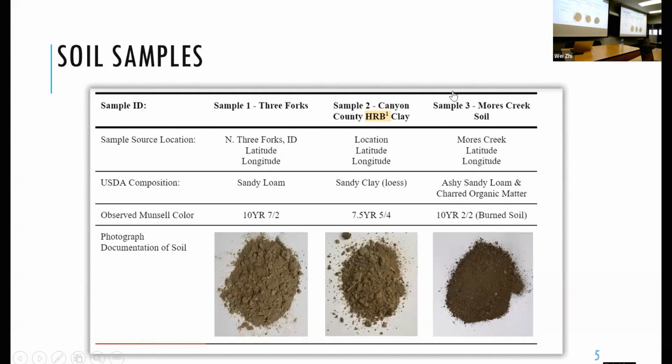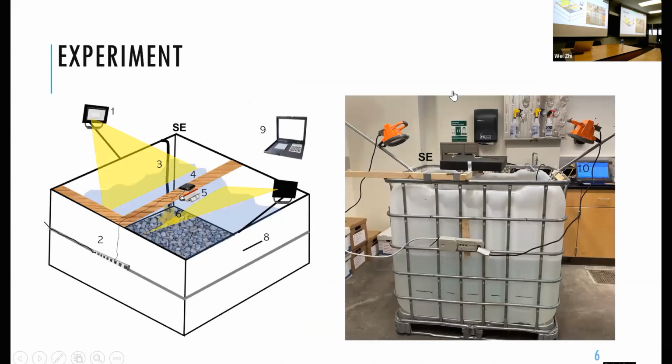Next slide. So we set up an experiment in the laboratory where we collected three different soils. One is a sandy loam, another is a sandy clay, and the other is an ashy sandy loam, which was collected from a site in the Boise area that experienced a wildfire. And this is the tank that we built and the experiment we set up.